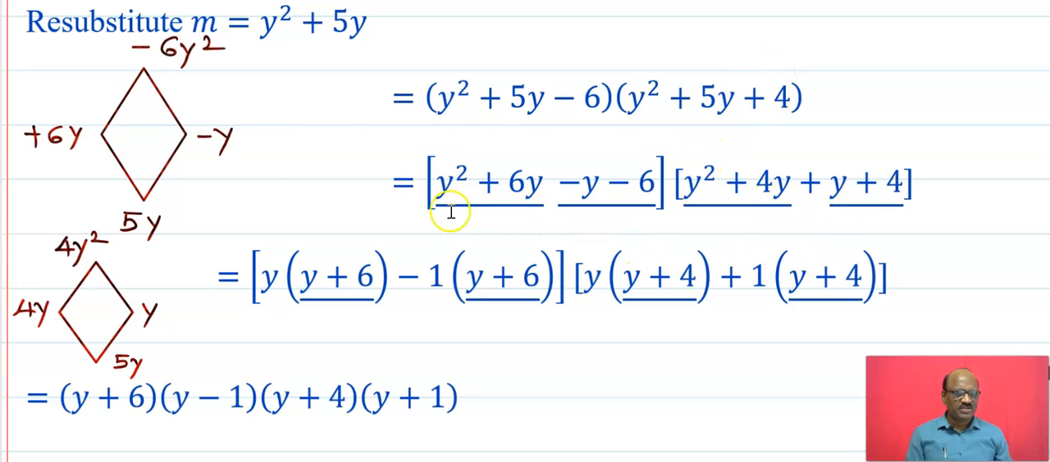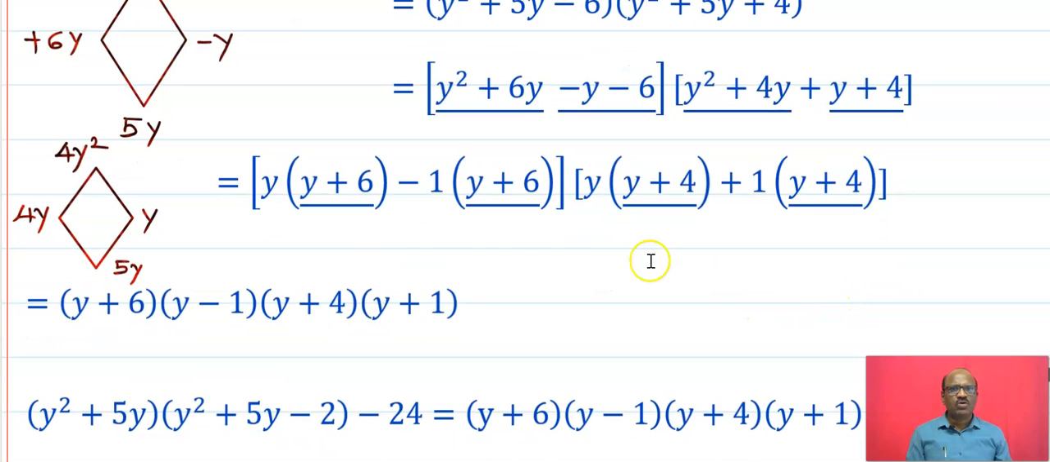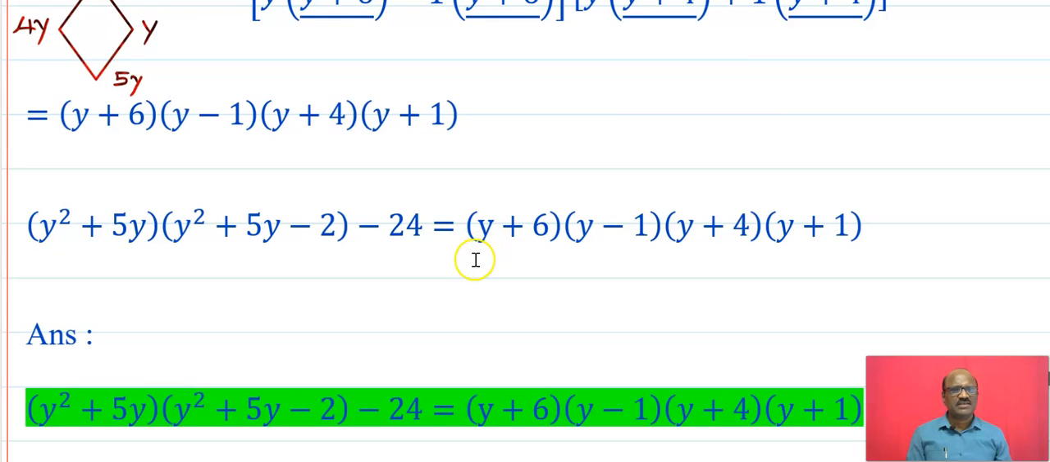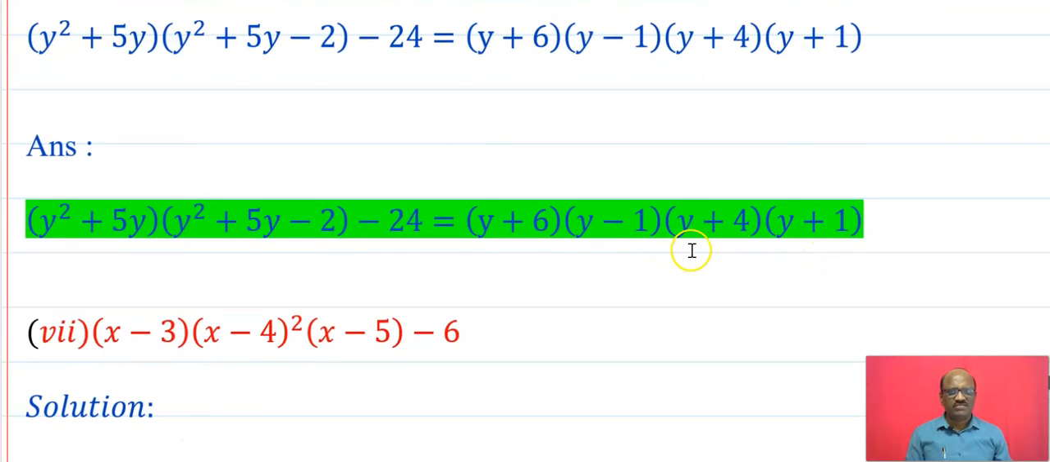Again, from the first two, y is common, in the bracket you will get y plus 6. From the other two, minus 1 is common, in the bracket y plus 6. Then from these two terms, y is common, in the bracket y plus 4, and 1 is common, then in the bracket y plus 4. Overall, from the first square bracket you will get y plus 6 and the remaining is y minus 1. From the next square bracket you will get y plus 4 and the remaining is y plus 1. In this way the factors are y plus 6 into y minus 1 into y plus 4 into y plus 1, and in this way we have factorized it.